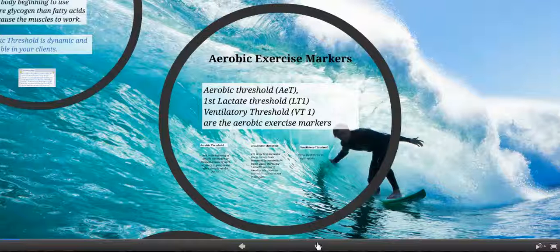First, the aerobic exercise markers. There are three: the aerobic threshold, which is abbreviated AET. The second is the first lactate threshold, LT1, and the next is ventilatory threshold, or VT1. Those are the aerobic exercise markers.